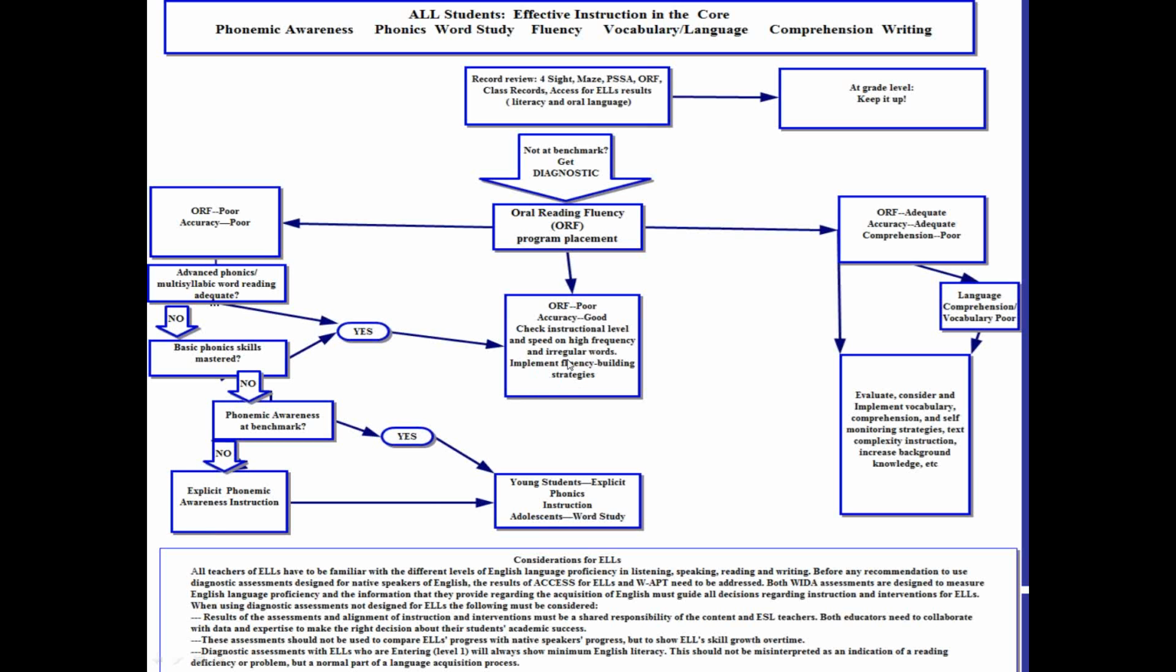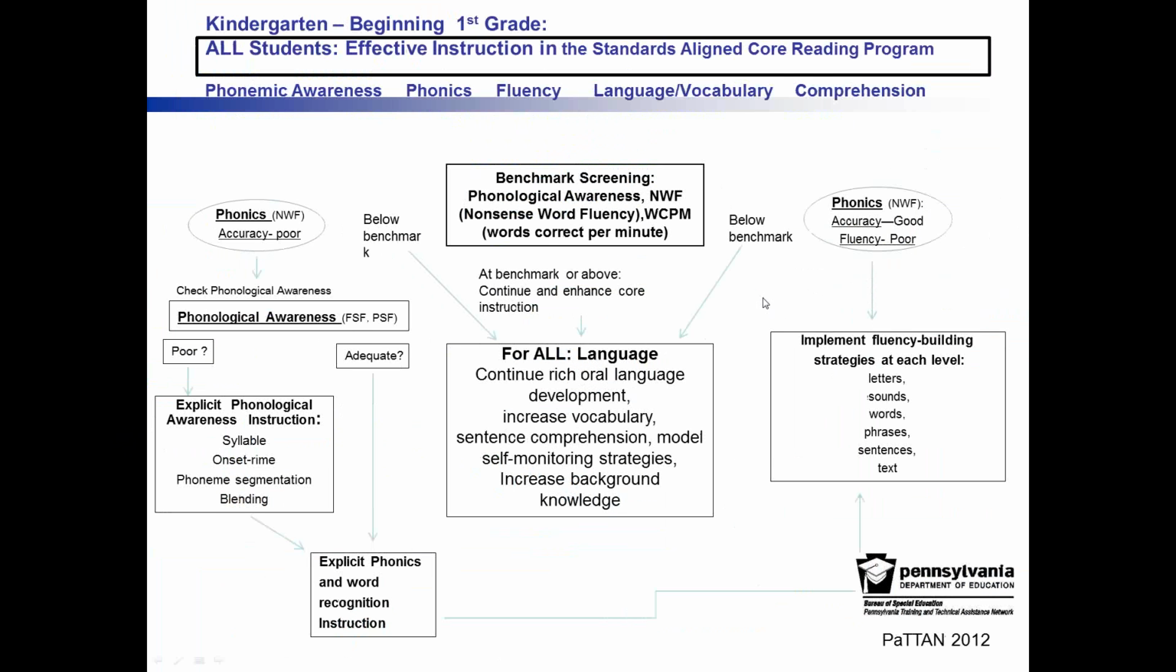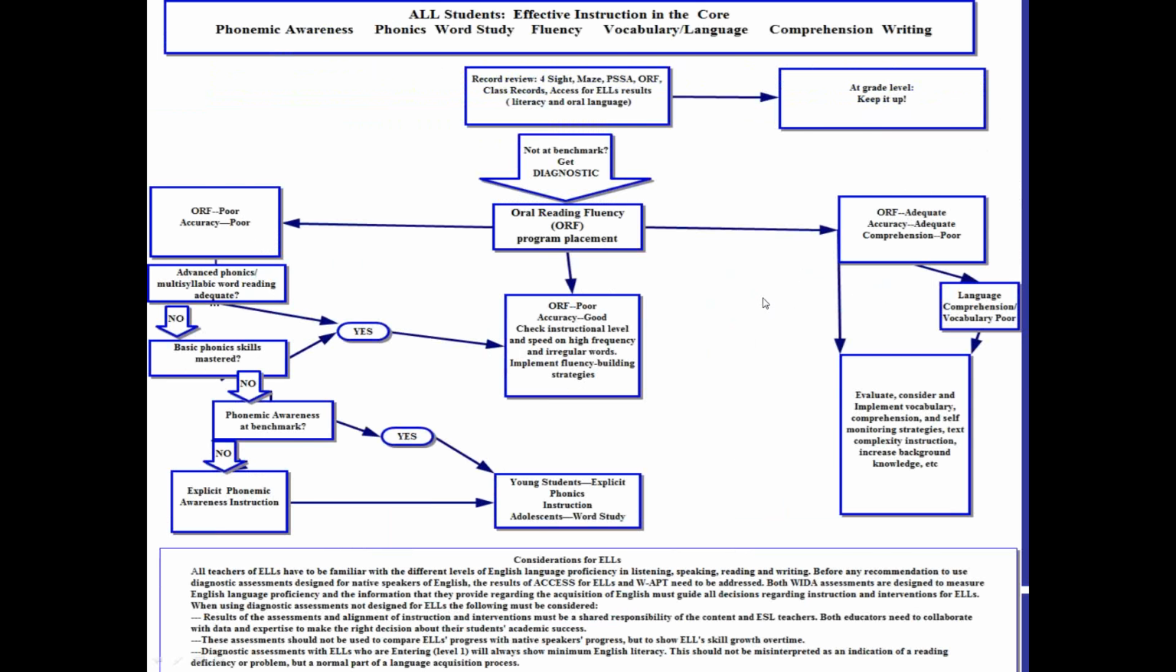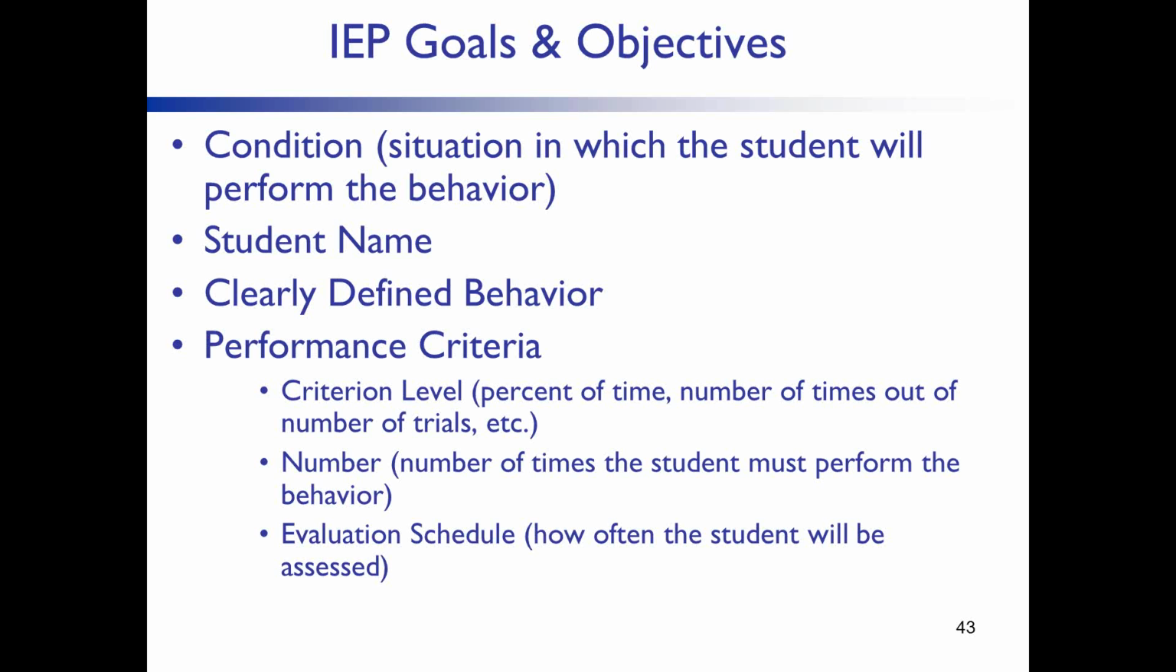Implement fluency building. If they're struggling in oral reading fluency and their accuracy is poor, you might need to look at more advanced phonics and multisyllabic word reading, etc. So this is kind of an overall schema for all students. The other ones were specific to 1st and 2nd grade. Kindergarten, 1st and 2nd grade.